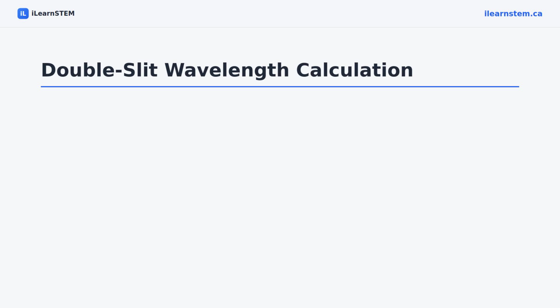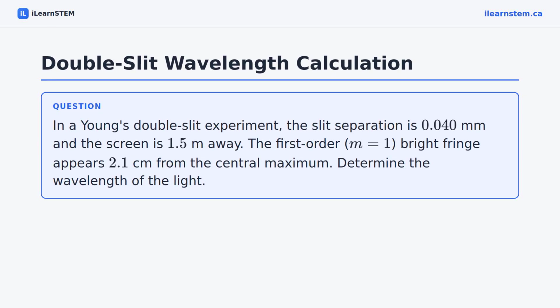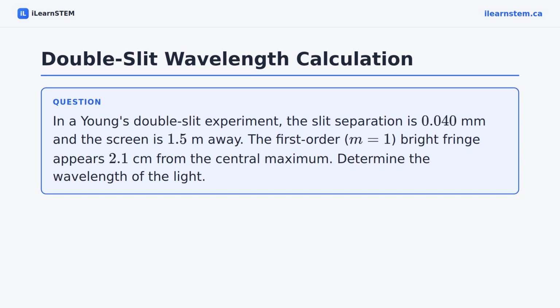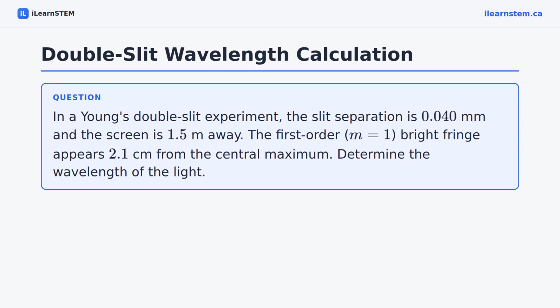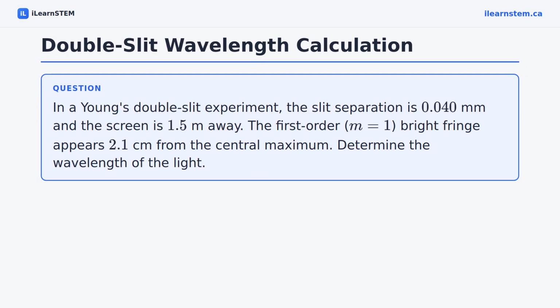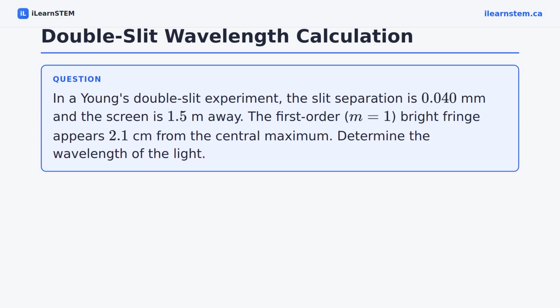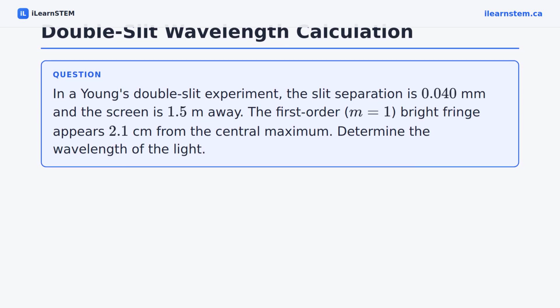We'll determine the wavelength of light using the double-slit interference formula. Here's the problem. In a Young's double-slit experiment, the slit separation is 0.040 millimeters and the screen is 1.5 meters away. The first order bright fringe, where m equals 1, appears 2.1 centimeters from the central maximum. Determine the wavelength of the light.